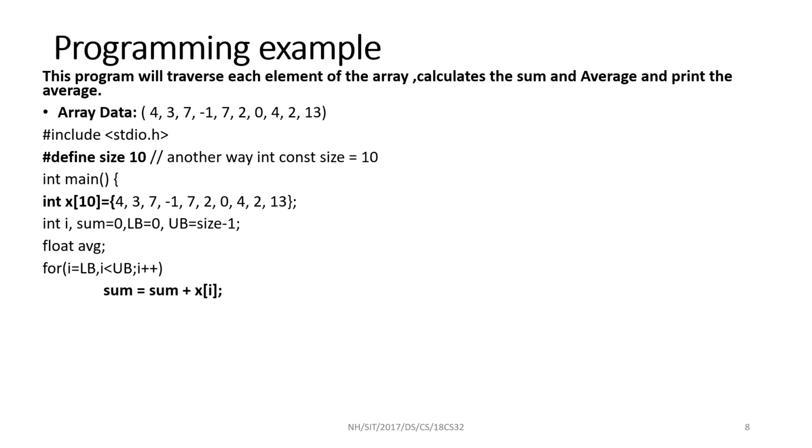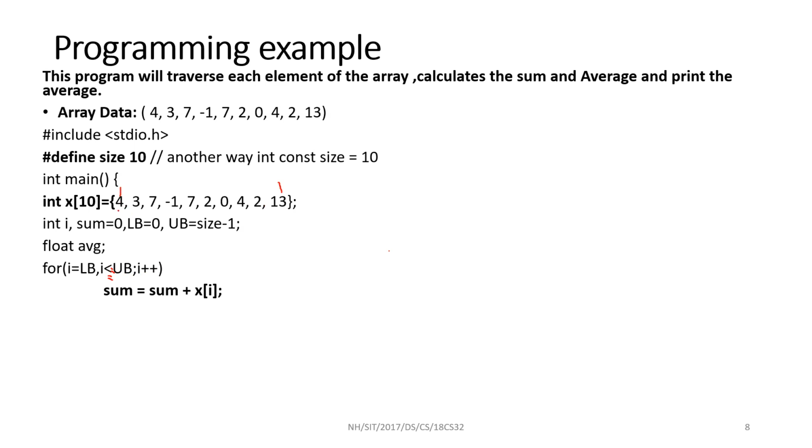We'll be starting the local index I value from 0, same as the previous algorithm. Starting from LB, you have to repeat till I becomes UB. I less than or equal to UB.